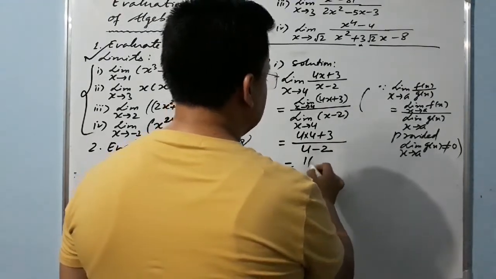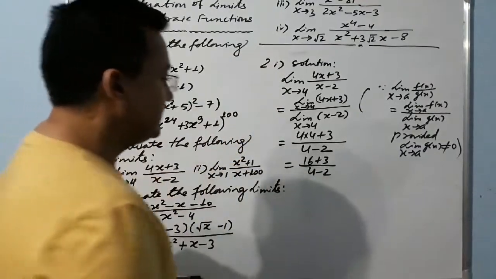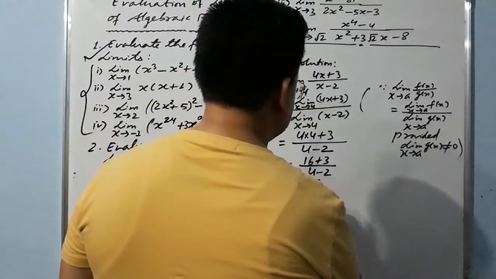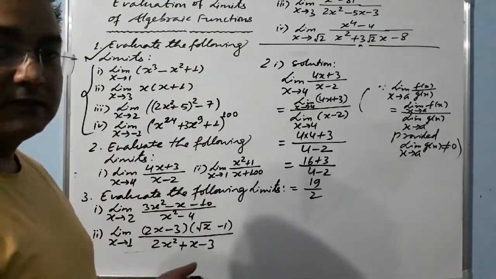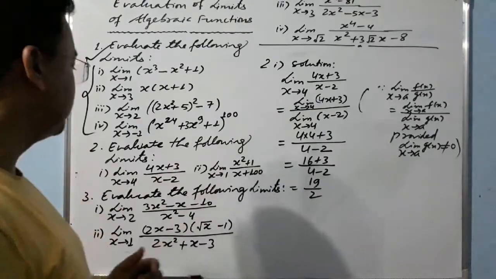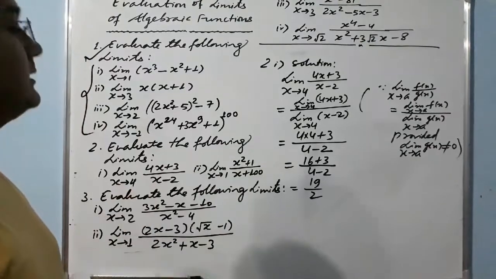It's got 16 plus 3 upon 4 minus 2. 16 plus 3 is 19 upon 2. So 19 upon 2 is the limit of this function. Okay, now from here I think you understood, we can do directly also, right?